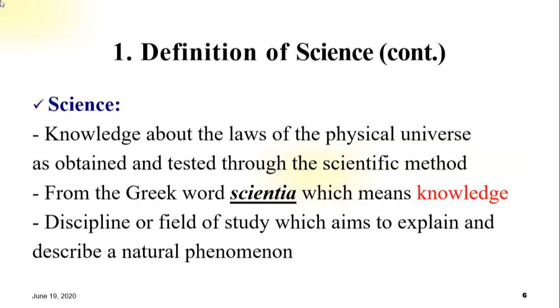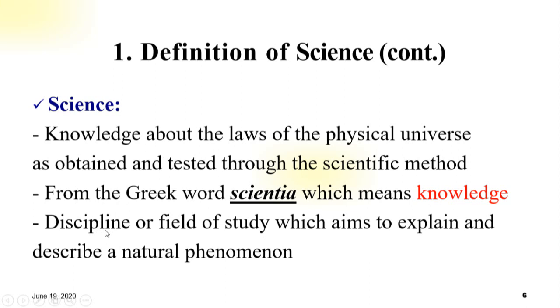Definition of science. Science covers knowledge about the laws of the physical universe as obtained and tested through the scientific method. The word science comes from the Greek word scientia, which means knowledge. Knowledge, as I presented in the previous slide, is facts, information, and skills acquired from experience and education. And one more point, science.